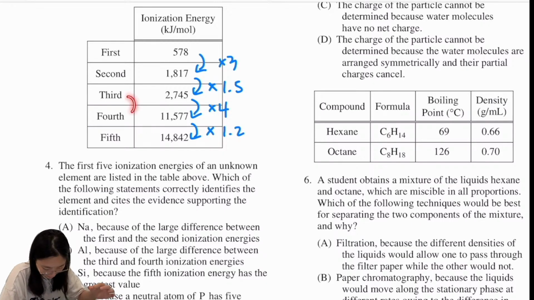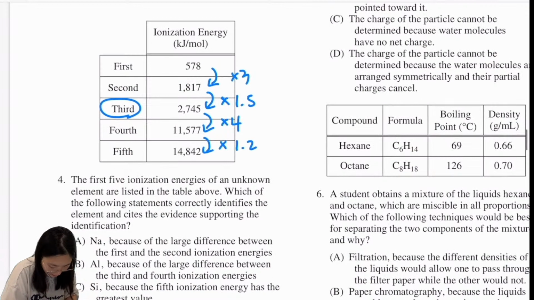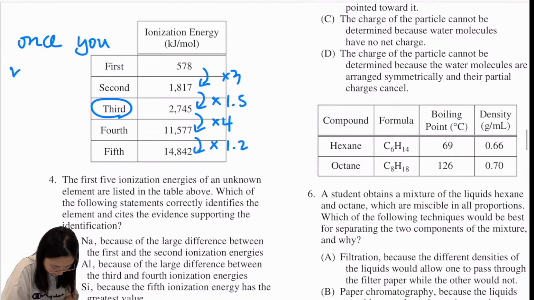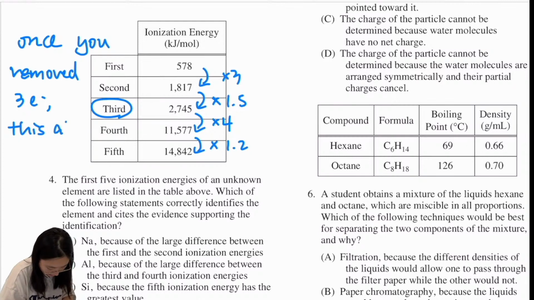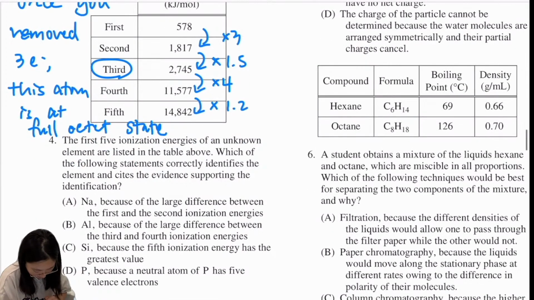So the biggest increase is from the 3rd to the 4th, and that's because after you have removed 3 electrons, it has reached that full octet state, or the noble gas state. So for the noble gas, it requires a lot of energy to remove an electron because it's in the perfect or very stable octet state. So once you have removed 3 electrons, now this atom is at the full octet state, which means it has 3 valence electrons. Exactly. So that's going to be B, aluminum. Okay, all of you guys are doing great.